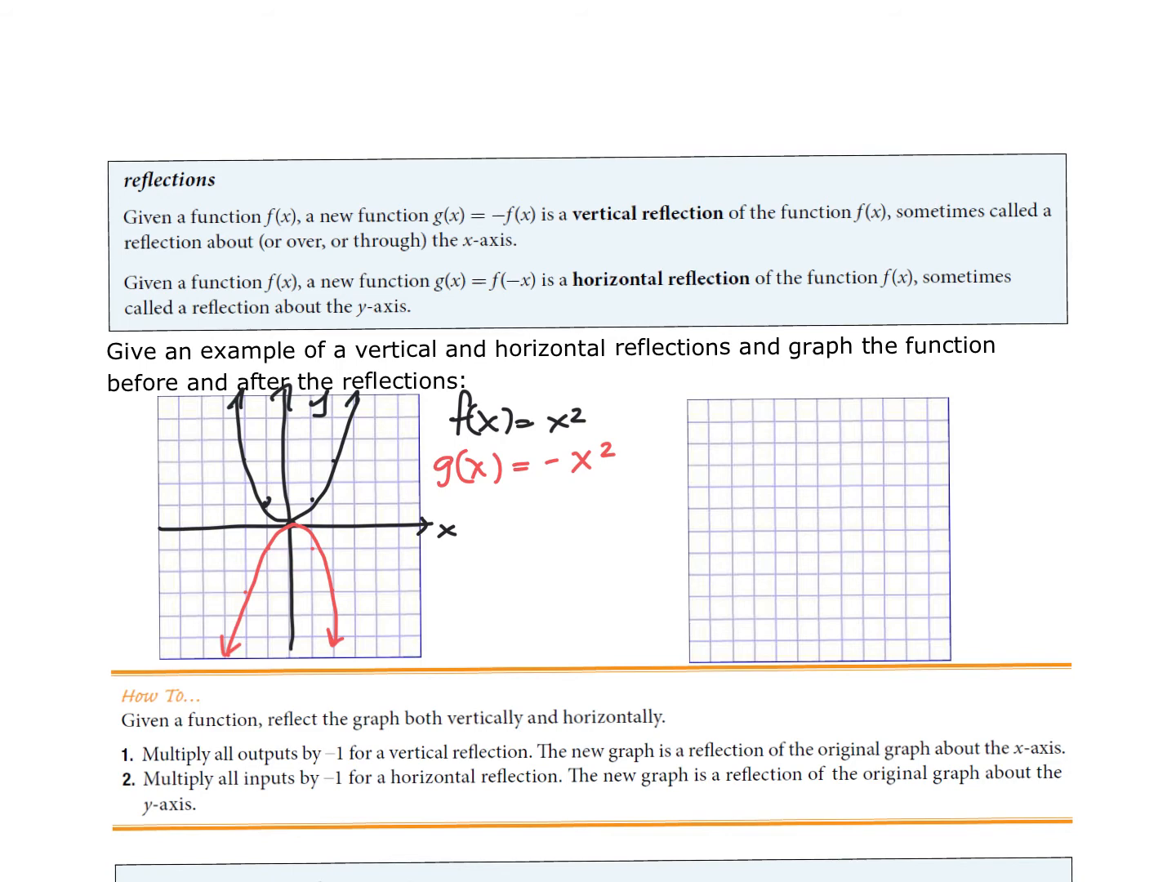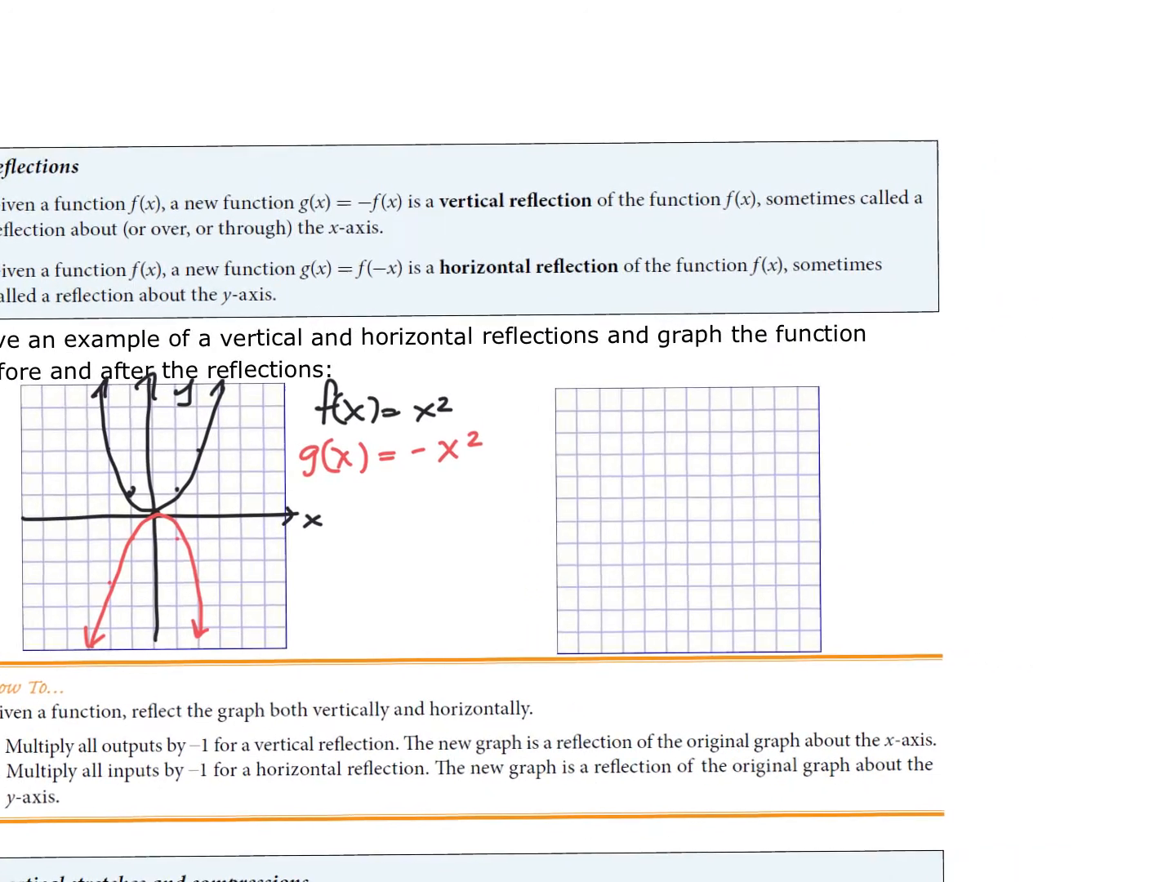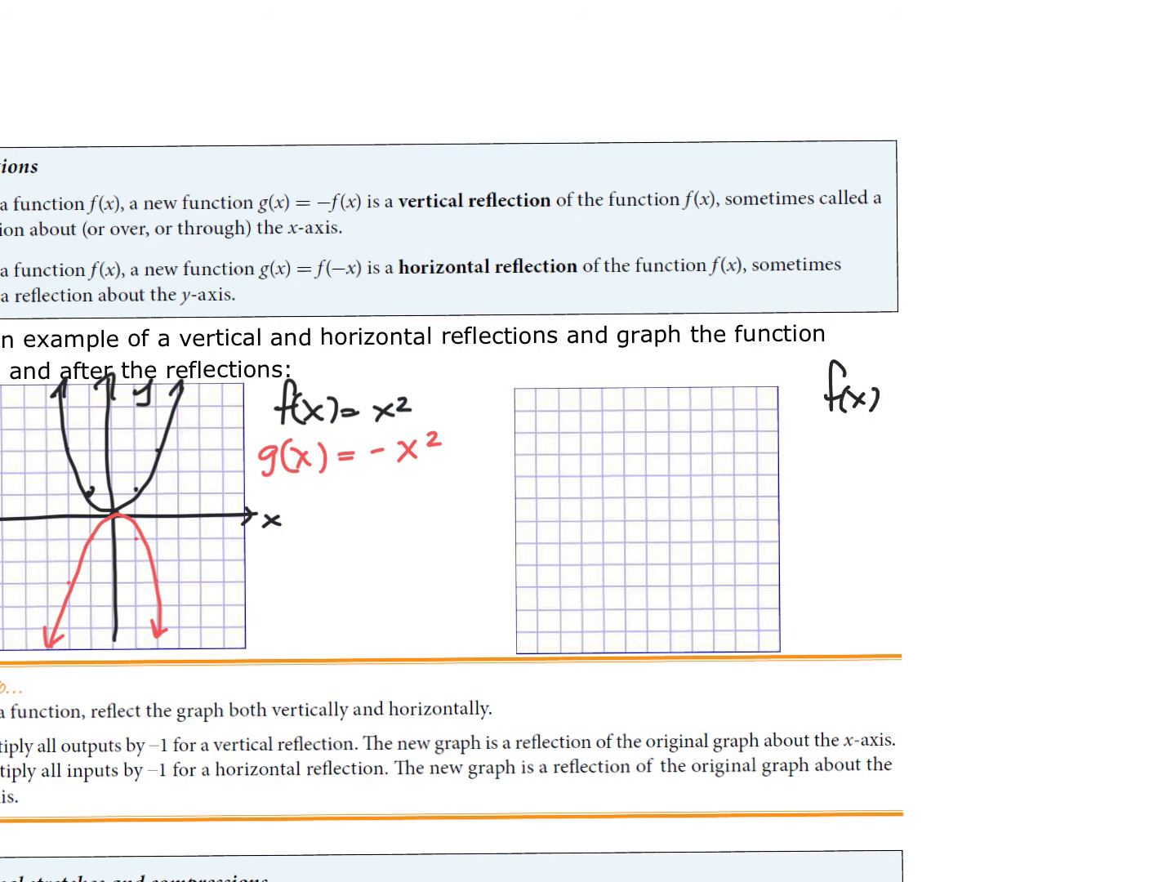Okay, now for the parent function, because x squared is even, I won't be able to see the reflection in the horizontal direction, because when I put in a negative x, it's just going to give me x squared. So what I'm going to use for my parent function instead is f of x equals x cubed. That makes it easier to see my parent function transformation. (0, 0), (1, 1), (-1, -1), (2, 8), way up there, and (-2, -8). So it's going to look something like this.